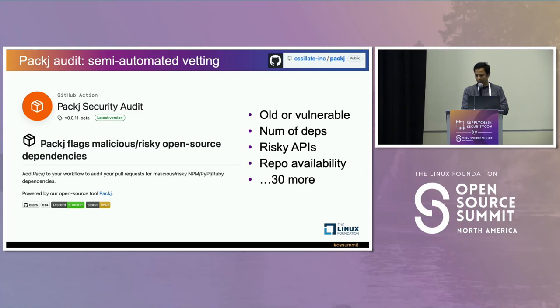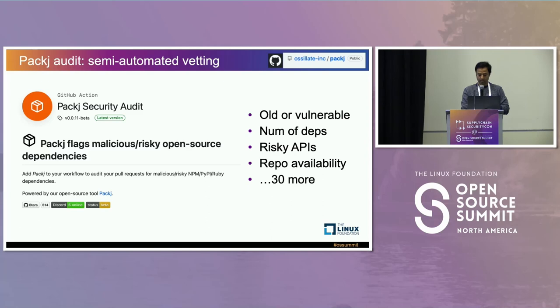There are open source tools like Packj that can semi-automate this, to some extent. It can look for several risky attributes, such as if the dependency is old or vulnerable, the number of dependencies, and any risky APIs. For example, is the package trying to access your file system, your keys, or trying to talk to a remote server? It also checks if the package repo is available and whether the code matches the repo or not.